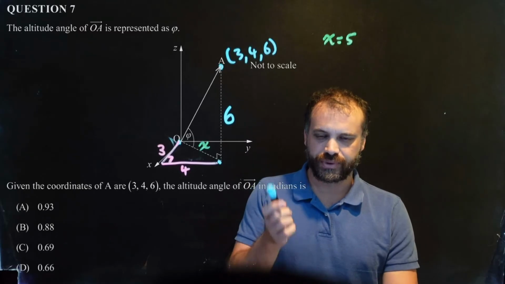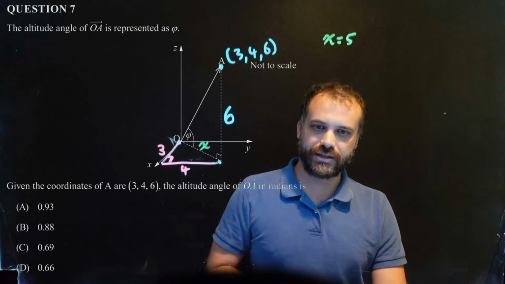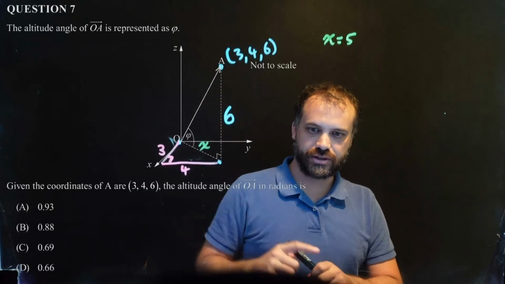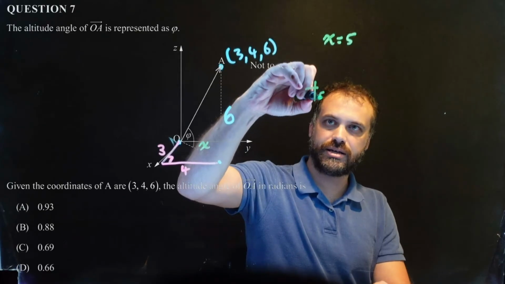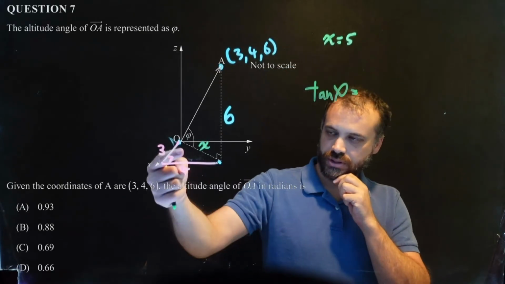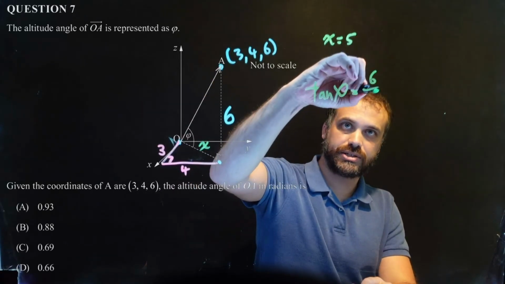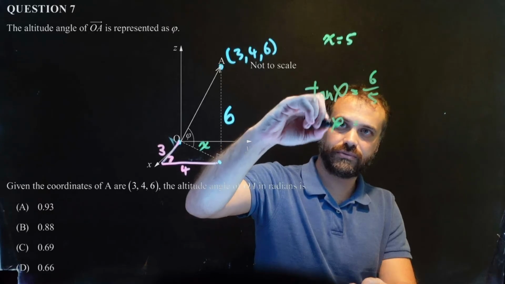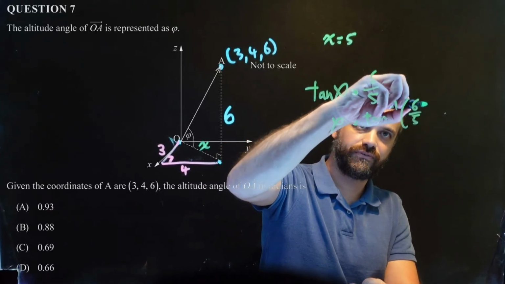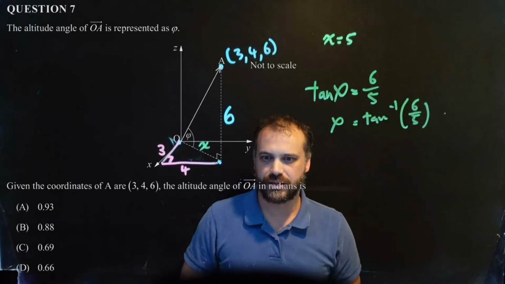I hope you do. Okay, last step. Because I know x is 5 and because I know the height is 6, I can do some right angle trig on this thing. So I can say tan of our little angle here is equal to opposite over adjacent, which is 6 over 5. All right, inverse tan of 6 over 5, and our answer is supposed to be in radians.